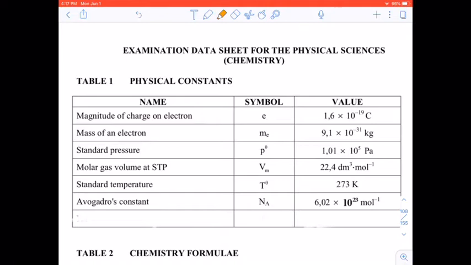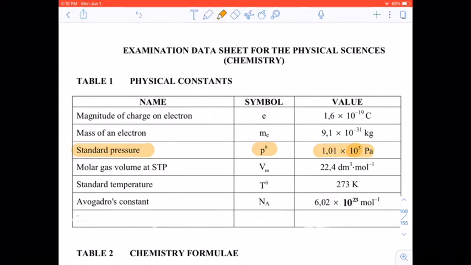For instance, in this section you'll be dealing with standard pressure, and here you've got pressure, right? And the theta there indicates that it's under standard conditions. And what is standard pressure? It is 1.01 times 10 to the 5 pascals, right? Pascal is a unit of pressure. Sometimes pressure is also given in atmospheres.